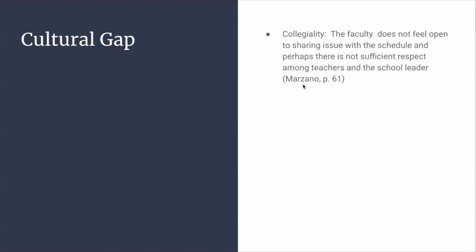What is the most prominent cultural gap in this scenario? Pause, go back again if you want to reread it. There are many gaps here, potentially, but we want to hear about which one, based on your readings, is the most prominent one. Collegiality could have been something you identify. Clearly, the faculty does not feel open to sharing issues with the schedule, and perhaps there's not sufficient respect among teachers and the school leader. Lack of trust and psychological safety is the most prominent cultural gap that we see here.